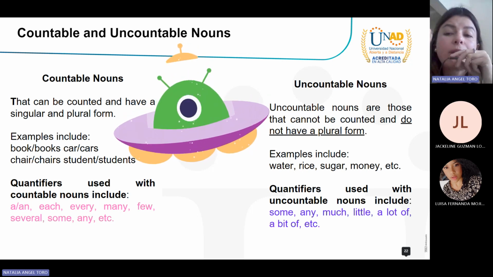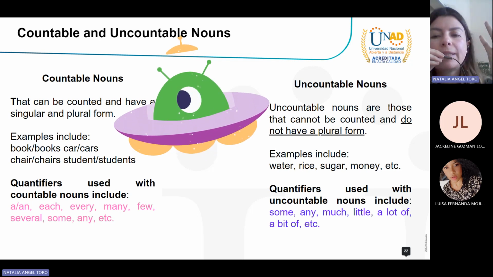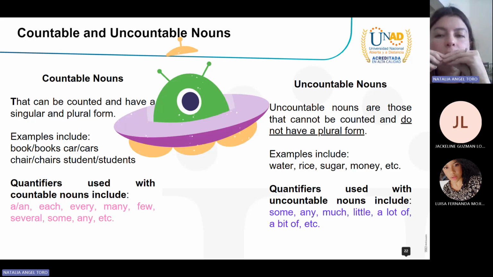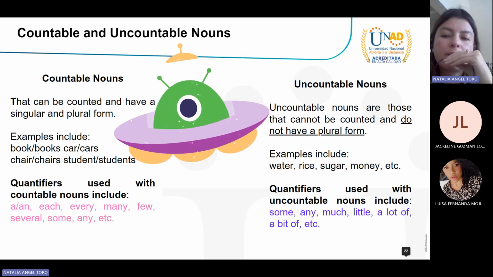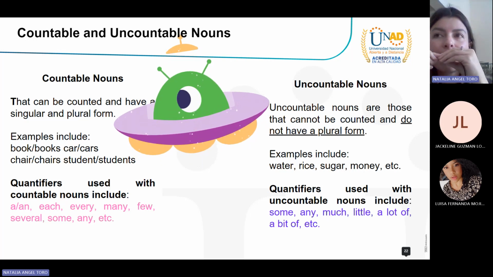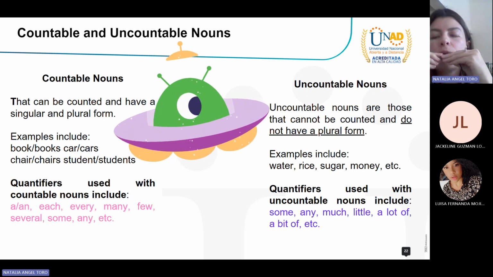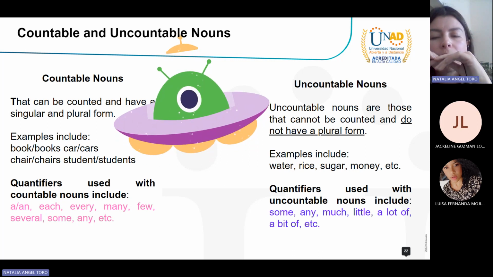When we talk about uncountable nouns, the opposite happens. It means that we cannot count the nouns. Some examples of non-countable nouns are typically foods, like water, rice, sugar, and other general words like money. So do you have in mind any other example of uncountable nouns?